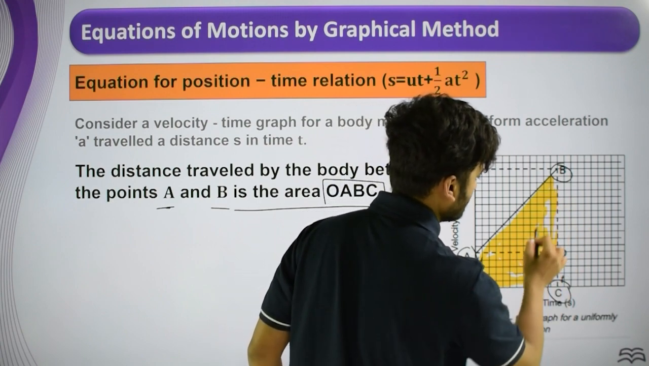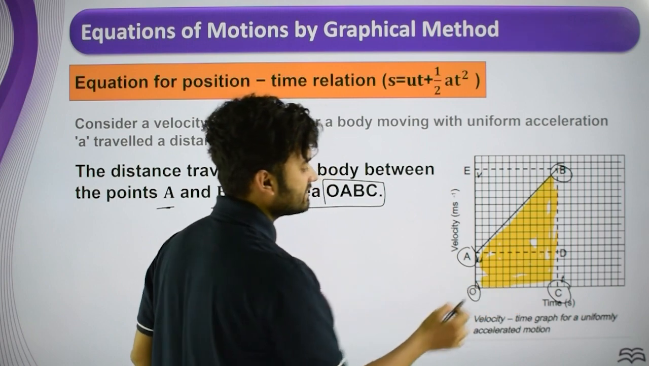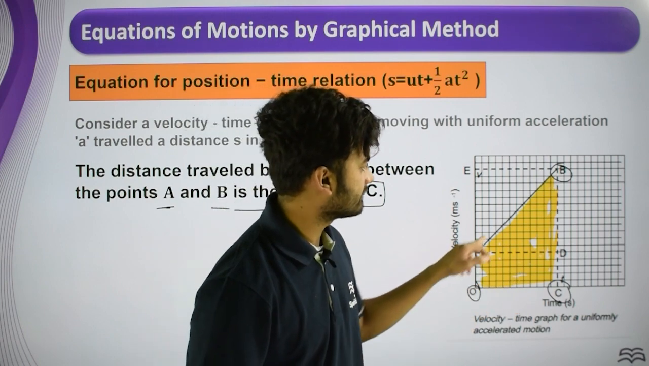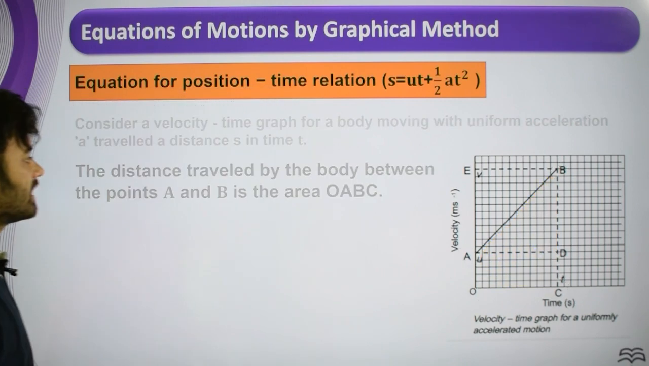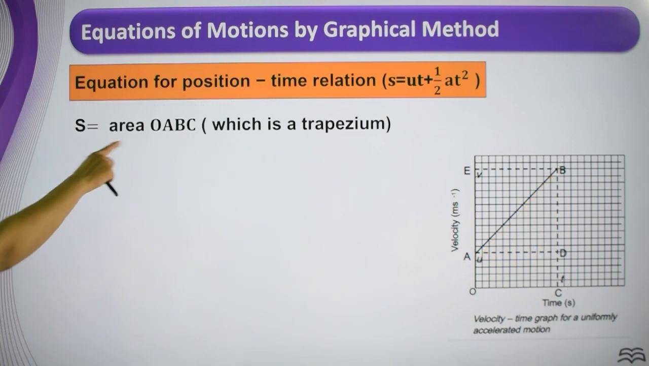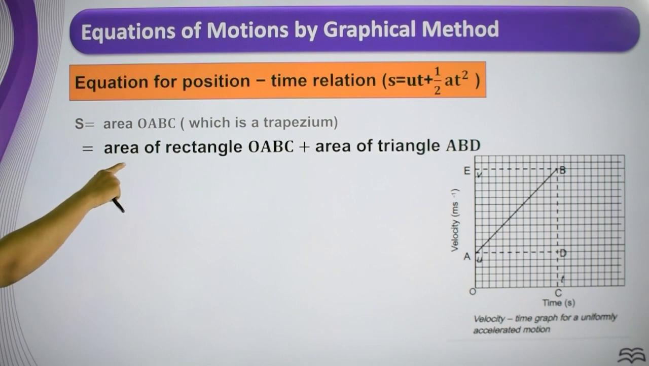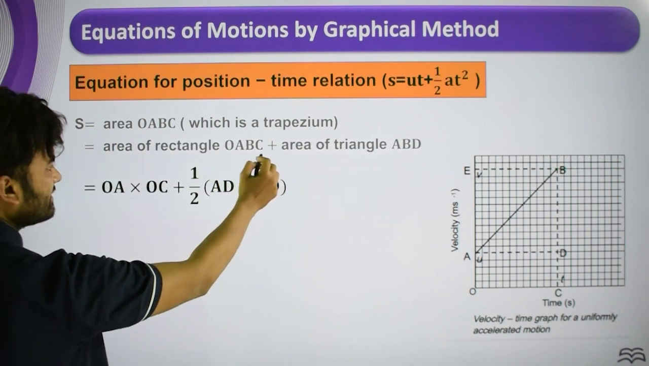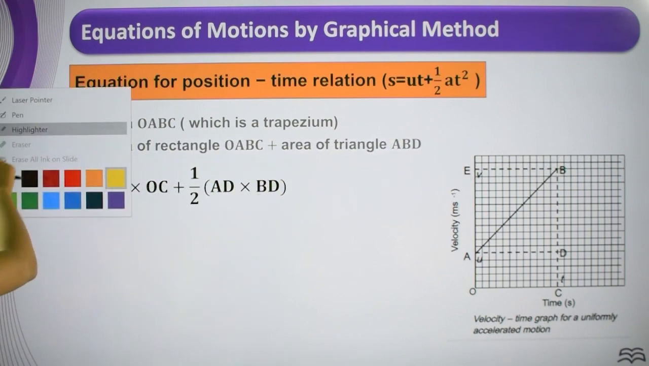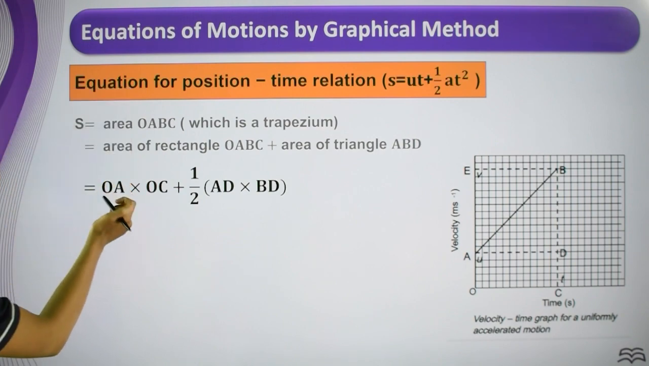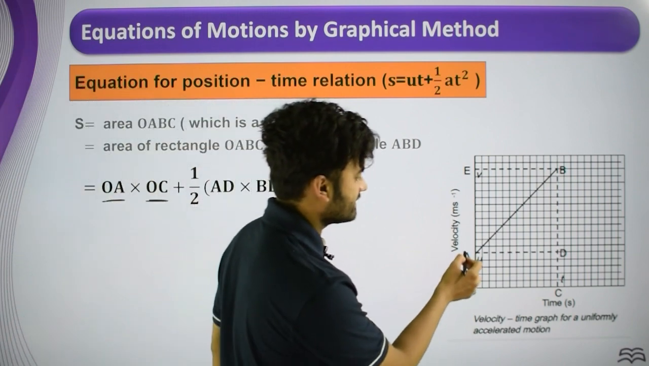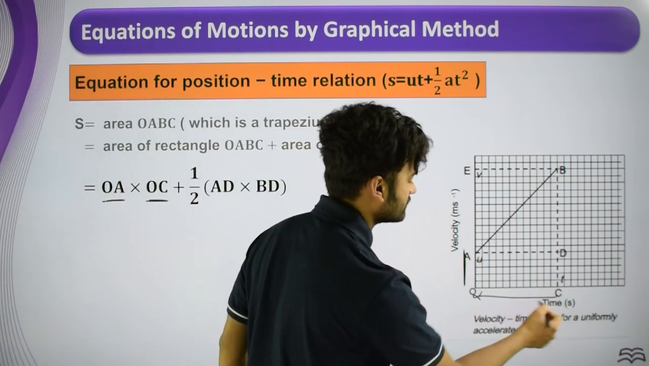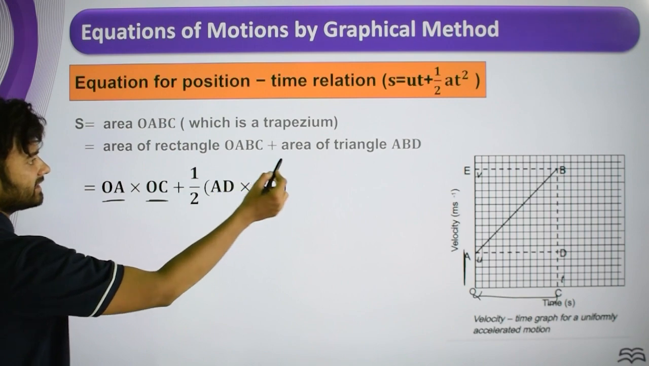This particular area we need to find, and as you can see, this area consists of two things: the area of a triangle plus the area of a rectangle. So finding area OABC, this is the area of the rectangle, as I have explained, plus the area of the triangle. What is the area of the rectangle? It is length into breadth. As you can see, the length here is OA, and the breadth is OC. So we multiply this, and plus what is the area of the triangle?